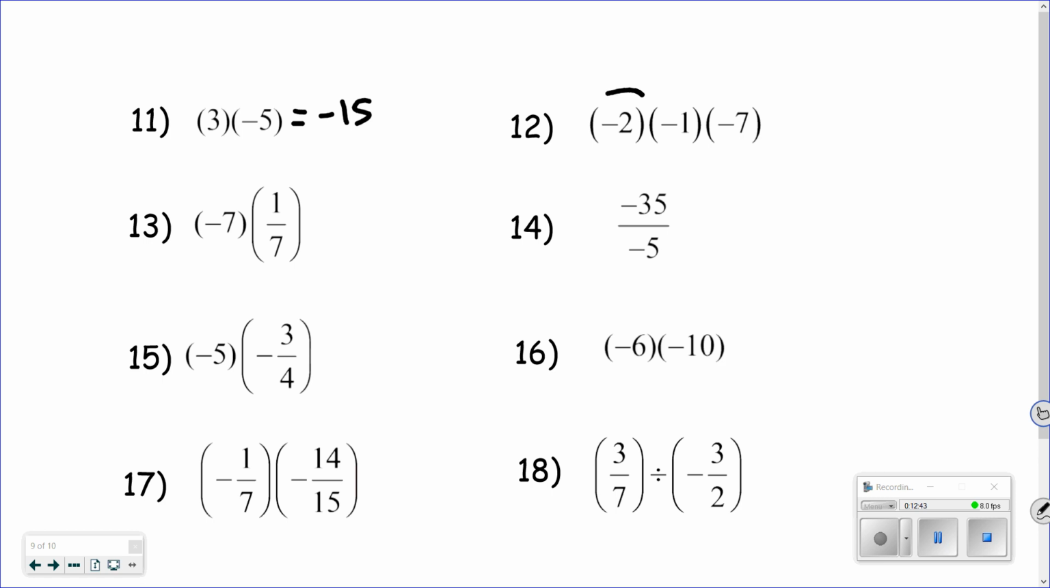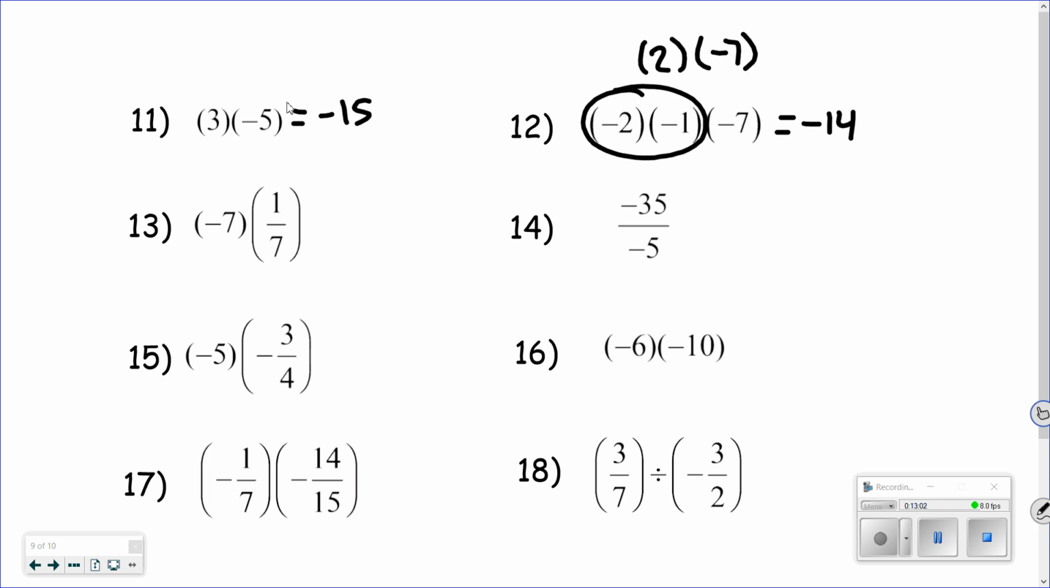Now, when you do 2 at a time, start with the first 2. You can only do 2 at a time. So negative 2 times negative 1 is a positive 2. Now times those last 2. 2 times a negative 7, well, opposite signs, so it comes out to be a negative 14.